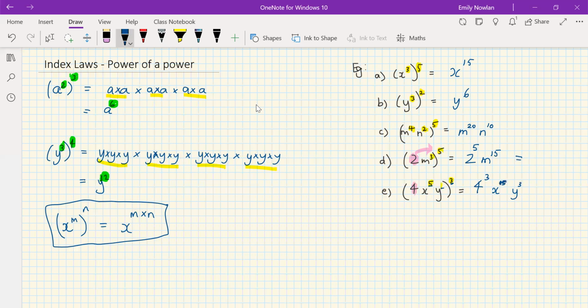Now these numbers up here, 2 to the power of 5, you can actually work that out and call that 32 if you want. Either answer is fine. Same down here, 4 to the power of 3 is actually 64. You can write it that way as well if you want to. Either way is fine. You went well there.